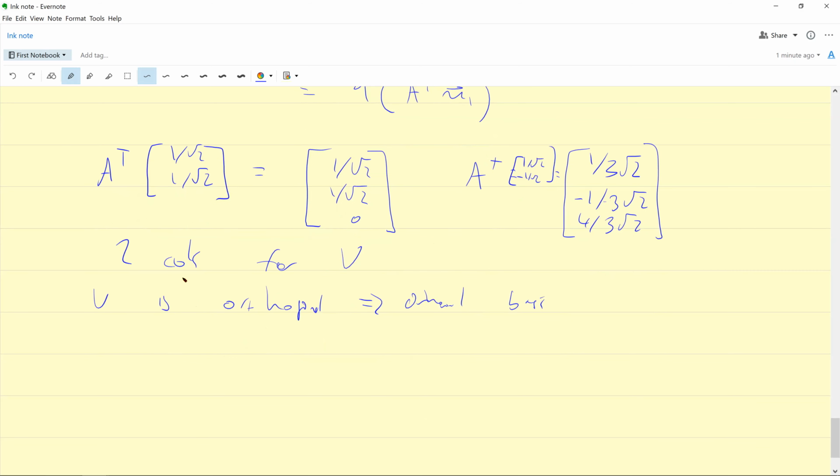Instead of keeping all these fractions, you can also just use vectors that are in that span, because the scaling doesn't affect the dot product, right? So we have 1, 1, 0, and then 1, -1, 4 that are orthogonal. And we want a third vector orthogonal to both of these.